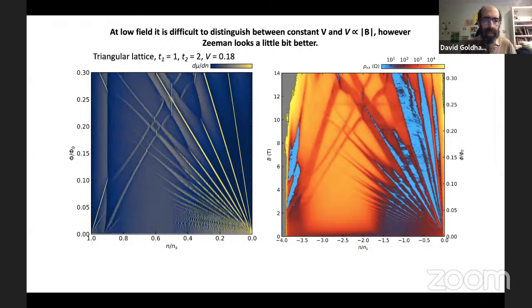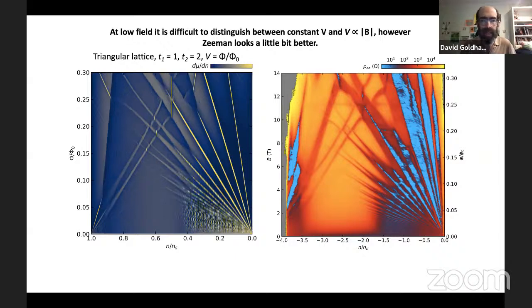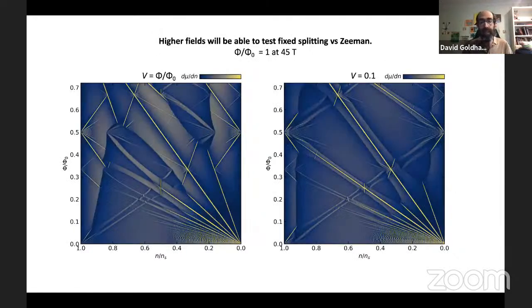So here I'm just going back and forth between constant and Zeeman, and if you stare at it, you can see it actually, the Zeeman-like term gives a better description. But this was not very obvious. But if instead of going to a third of a flux quantum per Moiré cell, what if we could go to double that? Then the Zeeman splitting and the constant model look quite dramatically different.